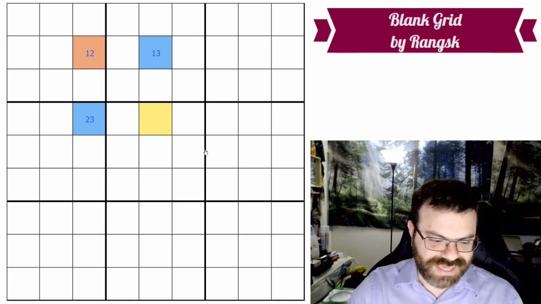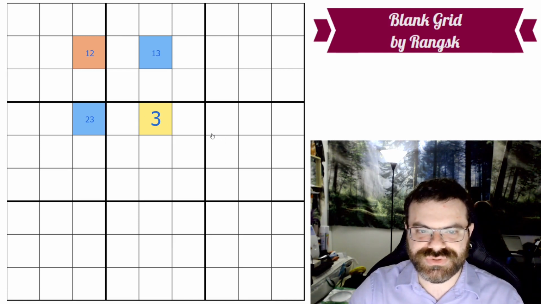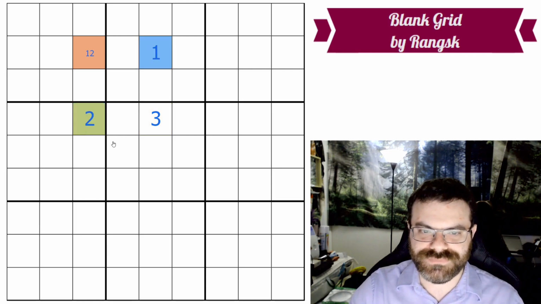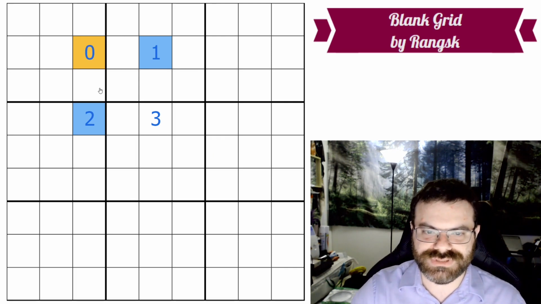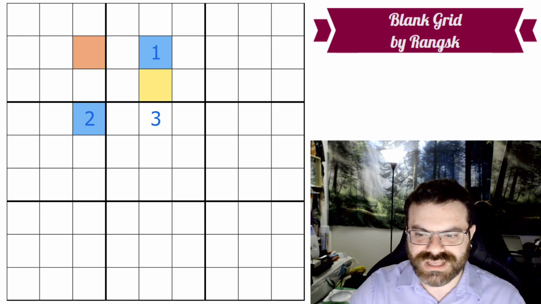So another way to think about that is if I were to put a 3 into this cell, that would force a 1 here and a 2 here. And then what can this cell be? It sees both a 1 and a 2. It has no candidates left. We've broken it. So that is the basic idea behind the Y-Wing.